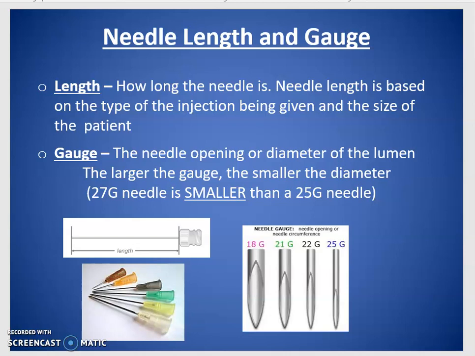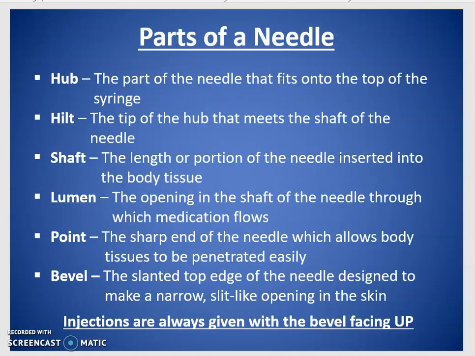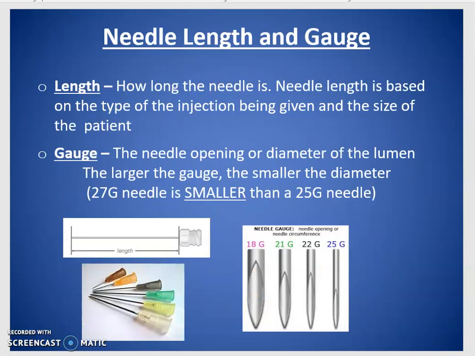So I'm going to back up one slide, and I want to call attention to the word lumen, the opening of the shaft of the needle through which medication flows. Lumen and the word gauge are directly correlated. So when we talk about the needle length and gauge, now let's isolate that word gauge. We're talking about the size of the lumen. So here it says it's the needle opening or diameter of the lumen, and that is exactly how we want to describe that. So the larger the gauge, the smaller the diameter, or the smaller the lumen, and vice versa. The smaller the gauge, the larger the lumen or the diameter.